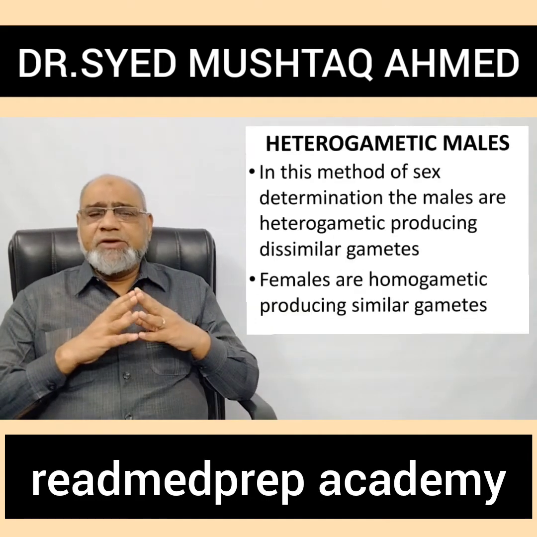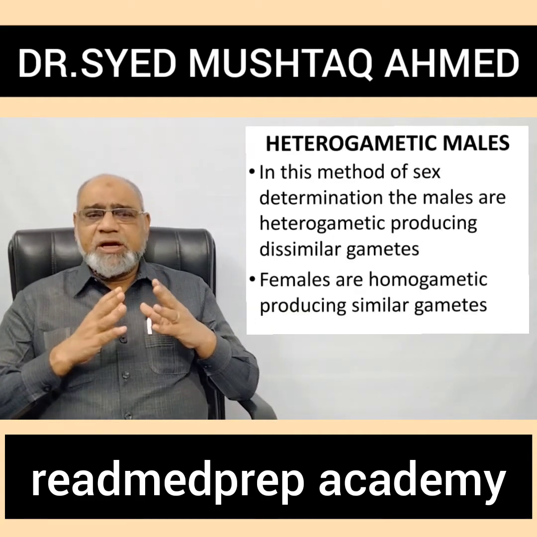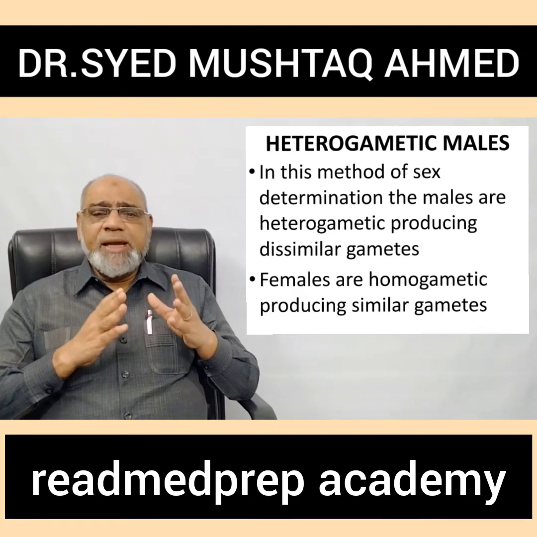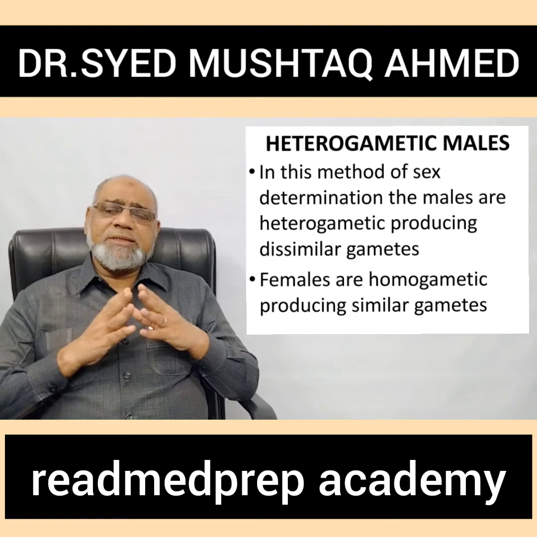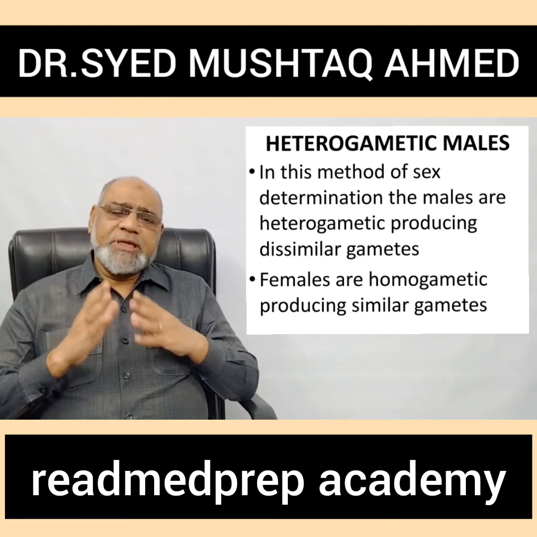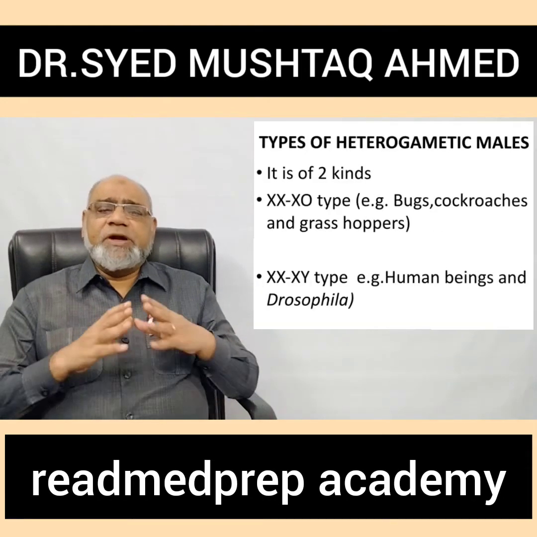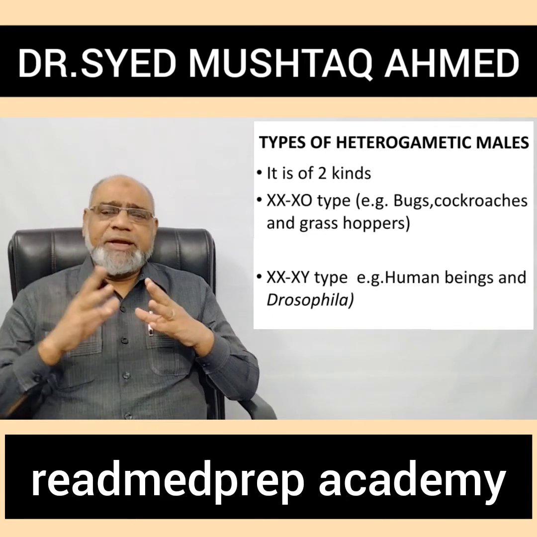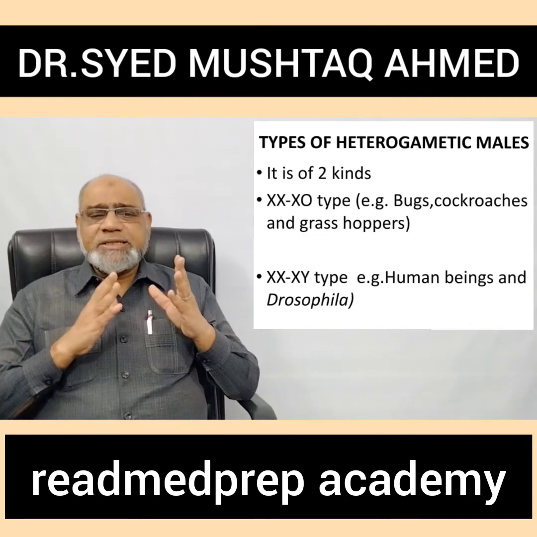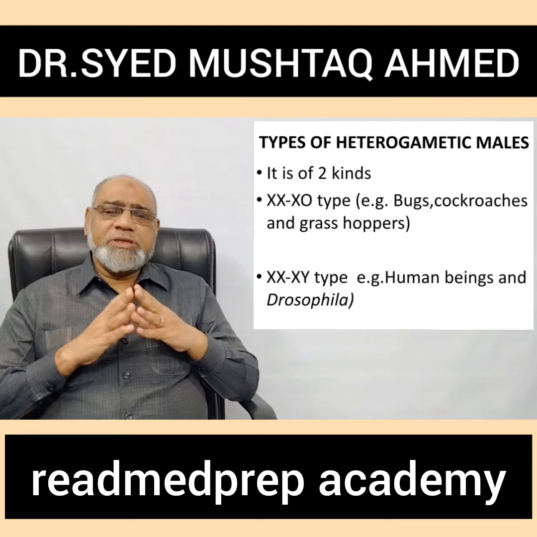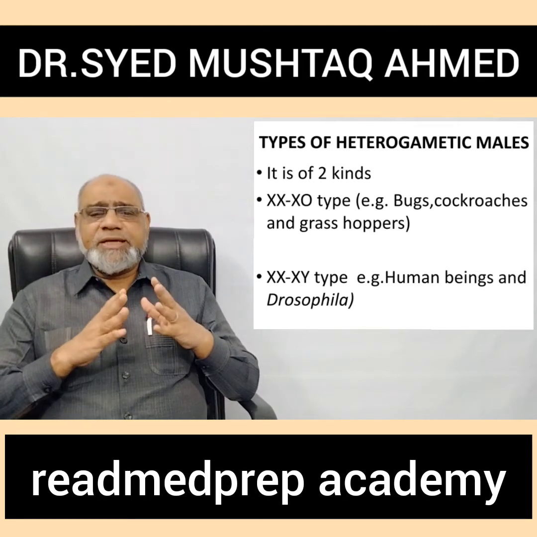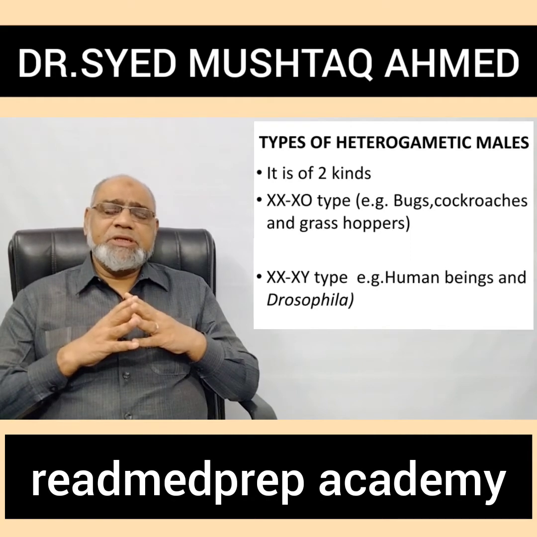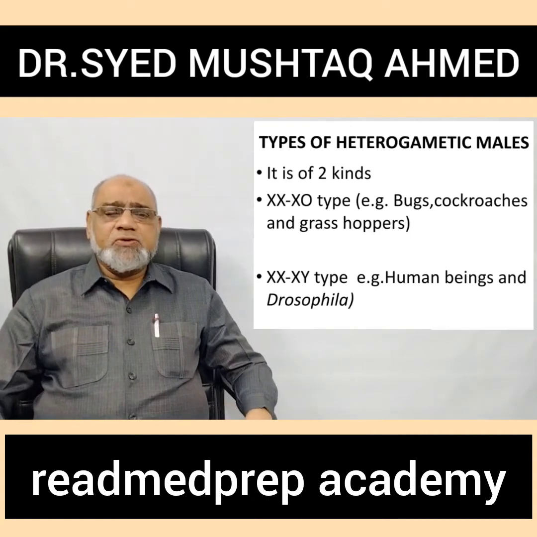Now regarding the heterogametic males, in this method of sex determination, the males are heterogametic, producing dissimilar gametes, whereas females are homogametic, producing similar gametes. Types of heterogametic males. There are two kinds of heterogametic males. XX-XO type, which is seen in bugs, cockroaches and grasshoppers. XX-XY type, which is seen in human beings and Drosophila.